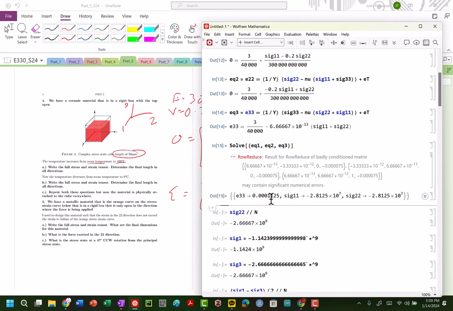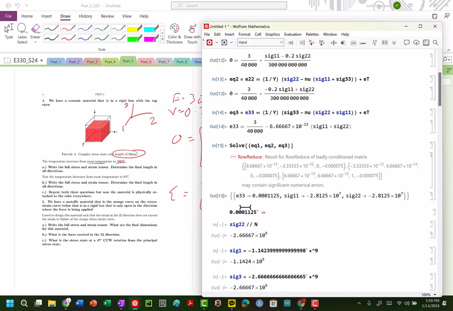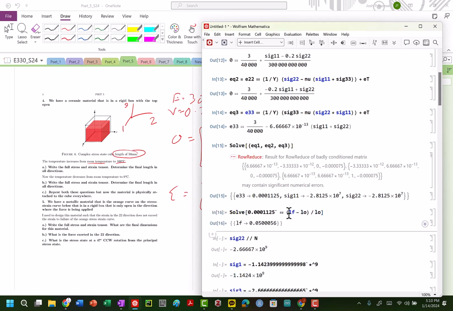Kind of makes sense, right? E33 should increase, and then sig 22 and sig 11 should be equal, and then we're constraining that motion. And then it says determine the final length. Because all the other strains are 0, the only strain is going to be this. So the strain will be equal to my L final minus L naught divided by L naught. So there you go, that's your final length in that direction.